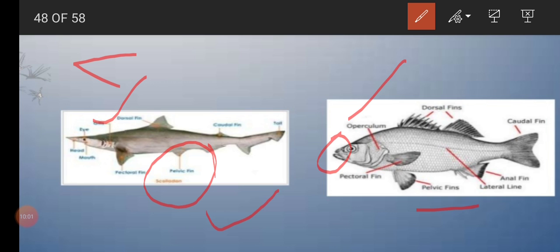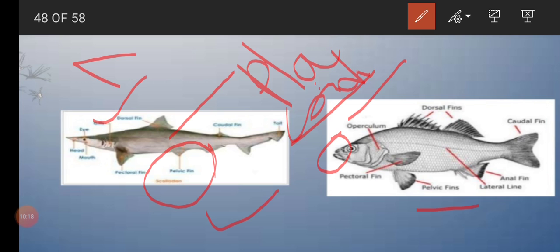Is that clear, children? Apart from that, what you want to remember is that the scales present in their body are called placoid scales. Placoid scales are present all over the body. But in osteichthyes, we do not see placoid scales. Instead the full body has this kind of scales, which we call cycloid or ctenoid scales.